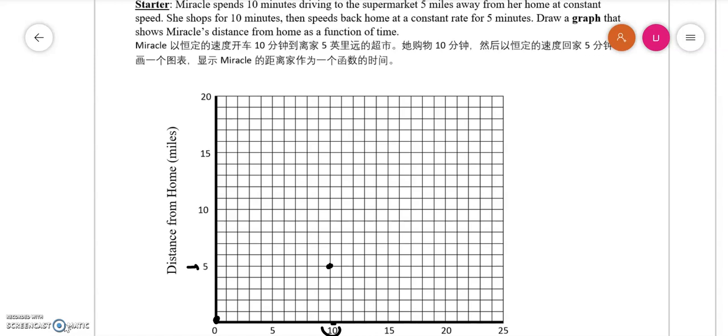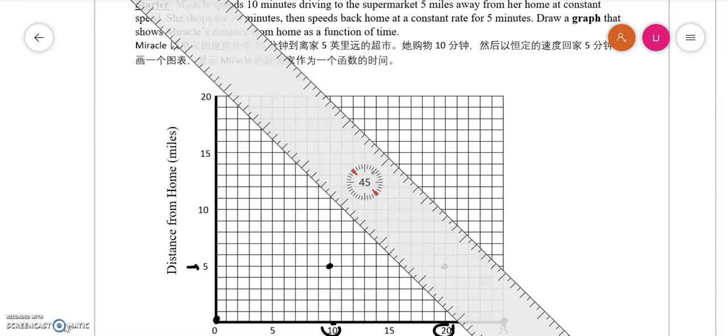All right, she then shops for 10 minutes. So it's for these 10 minutes, she is still at the supermarket. So after 10 minutes, she is still 5 miles from home. So we're going to put a dot at 20, 5. And then 5 minutes later, she is back home. She sped home. So after 25 minutes, she is home. And let's connect these dots. All right.